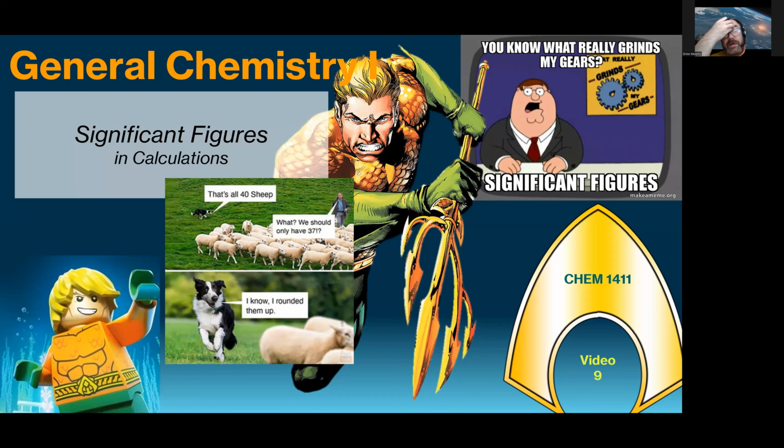The best way we can think about this is the same idea as a chain. The saying goes that your chain is only as strong as its weakest link. Well, your data can only be as precise as your least precise data, okay? And how we figure that out depends on what mathematical operations you're doing. So let's take a look at this.